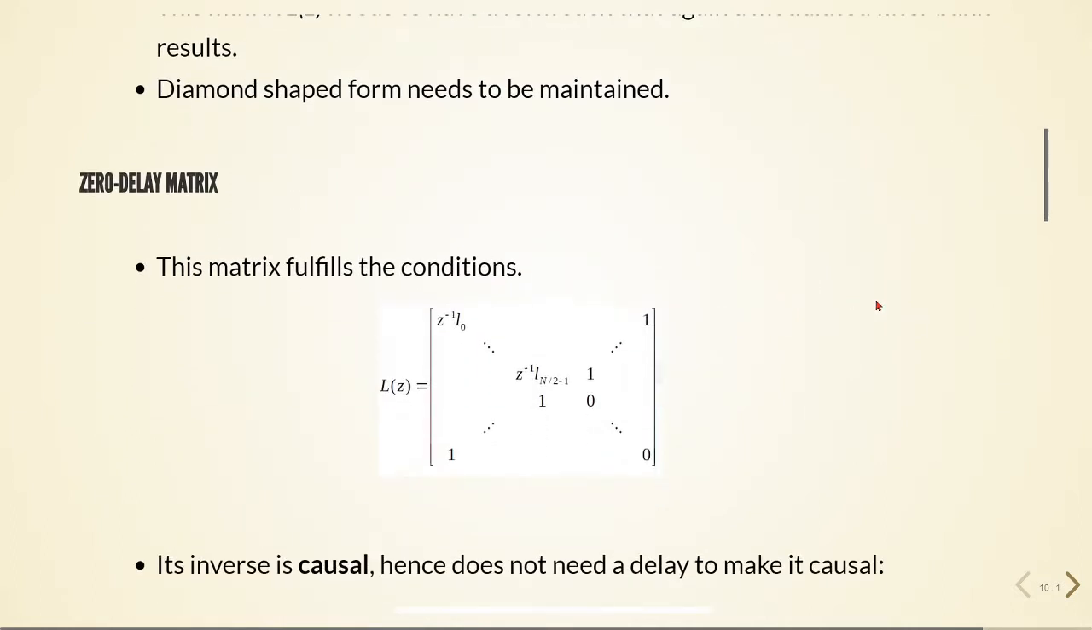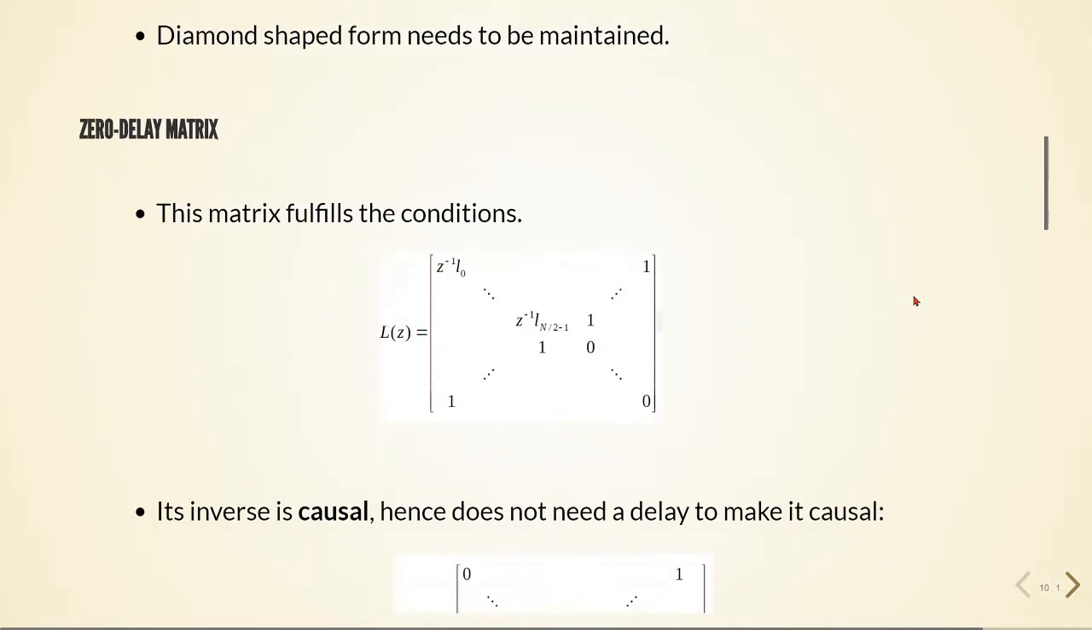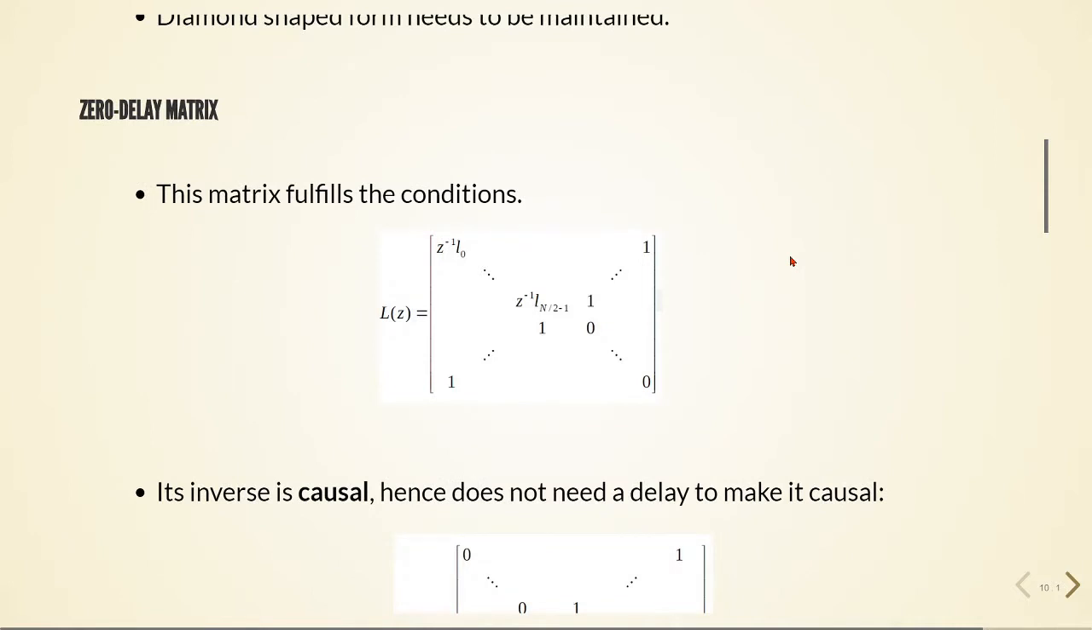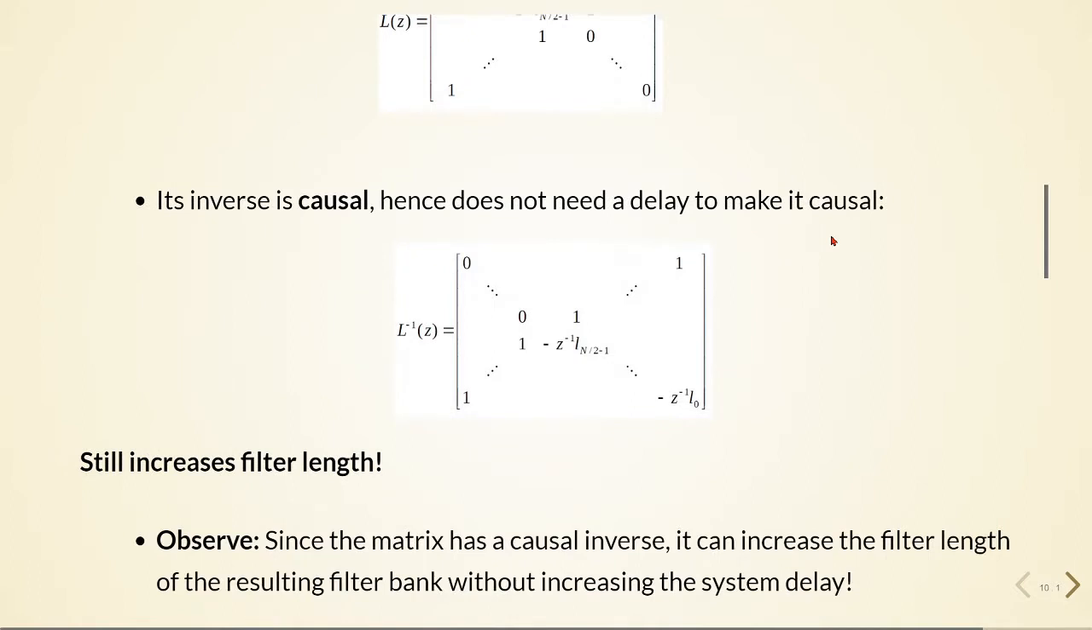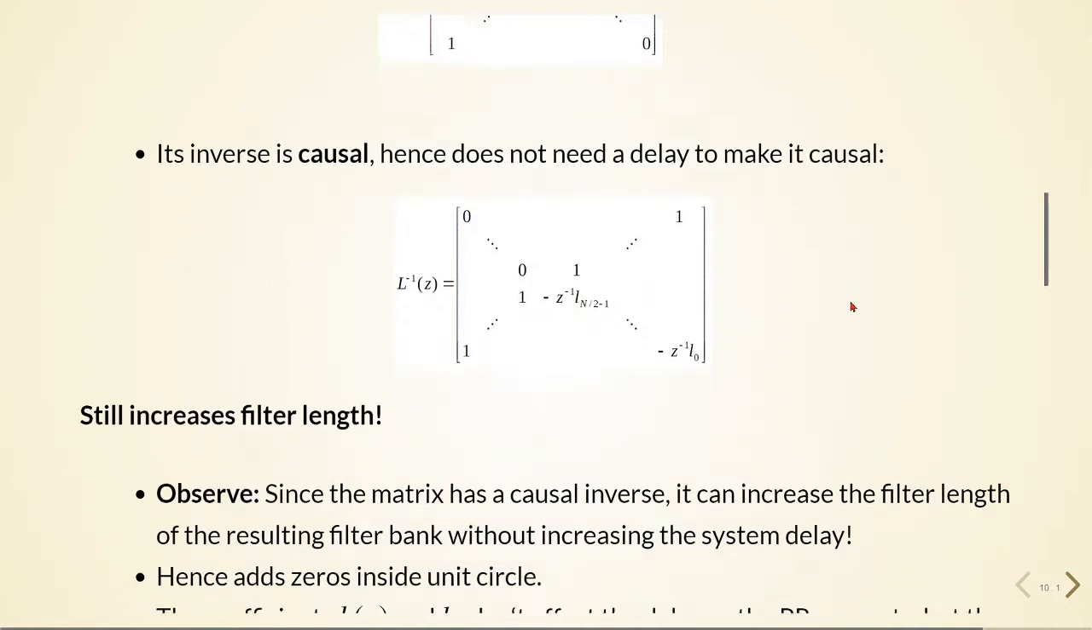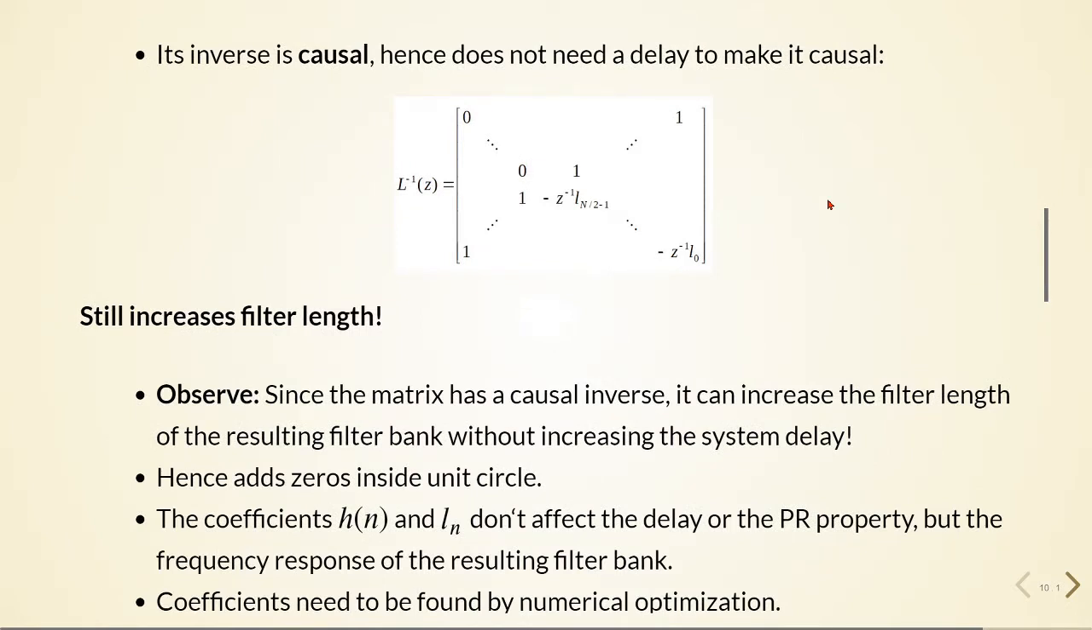We can have the zero delay matrix. This is a matrix that fulfills this condition. Its inverse is causal, hence we do not need a delay to make it causal. It's already causal, and still increases the filter length. So observe that since the matrix has a causal inverse, it can increase the filter length of the resulting filter bank without increasing the system delay. Hence it adds zeros inside the unit circle.